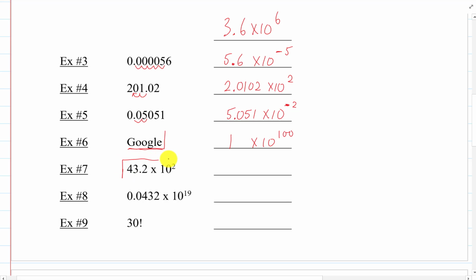This one looks like it's in scientific notation, but it's not proper. Let's fix it. What it is, we move it one to the left, and this is going to be 4.32 times 10 to the, now we had one more to the exponent, it's a 3.